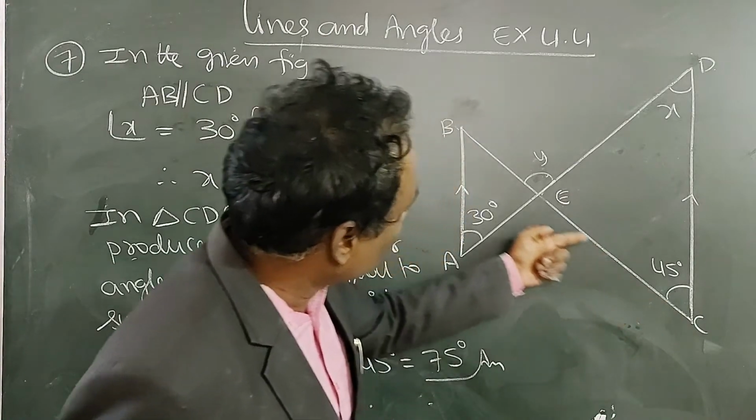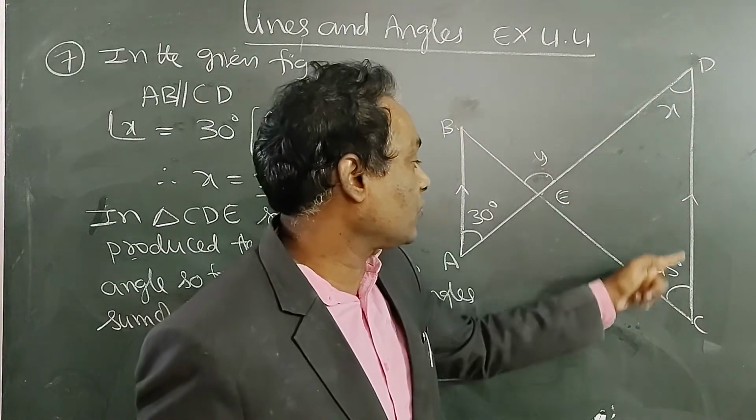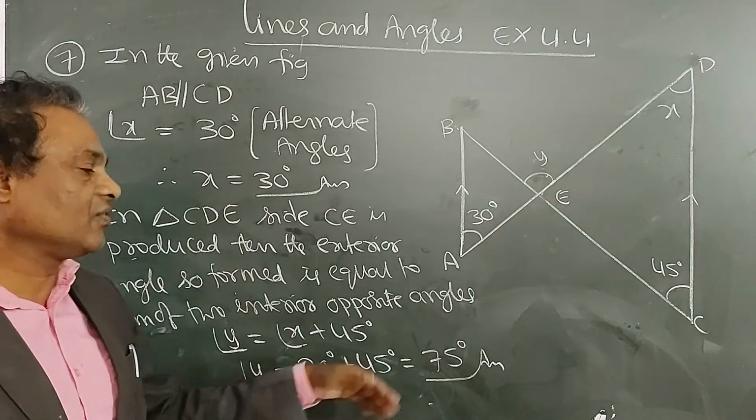See, this side is produced. The exterior angle is equal to the sum of two interior opposite angles. x plus 45 is equal to y. So y is equal to x, already we got 30, plus 45, 75.